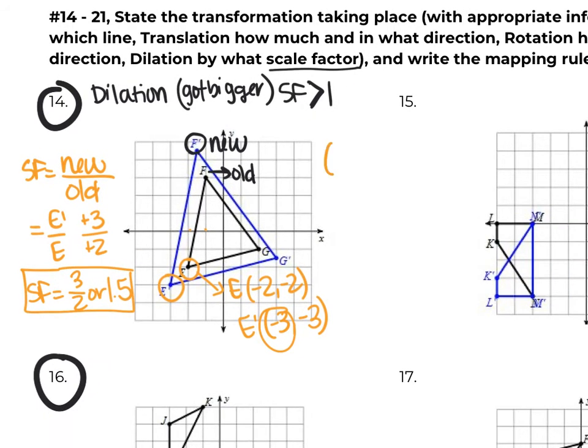And my mapping rule would just be multiply them by x and y. So it's, remember our original, then this is the new part.